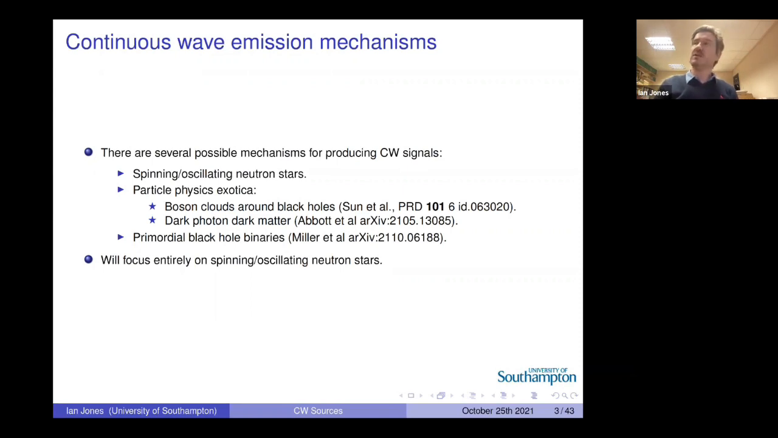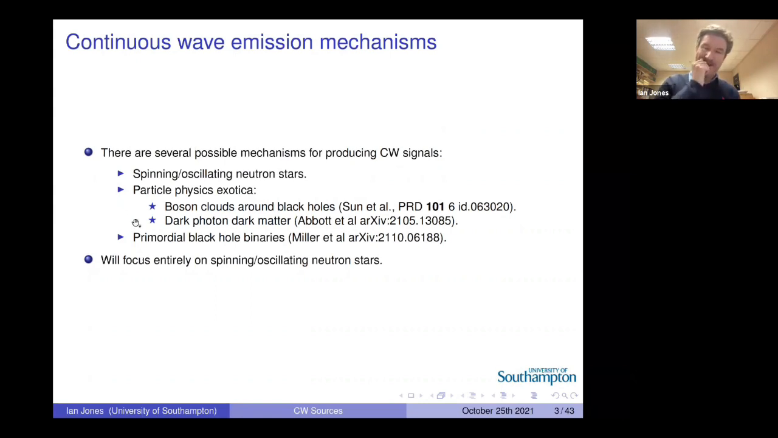And mainly in the last few years, people have started thinking about some other things. There are at least two things connected with particle physics, both of which are somewhat speculative. The first is the idea that you can get these so-called boson clouds around black holes, and through some sort of superradiance thing, they can emit gravitational waves. And there's been a little bit of work actually looking for these sorts of signals in LIGO data.